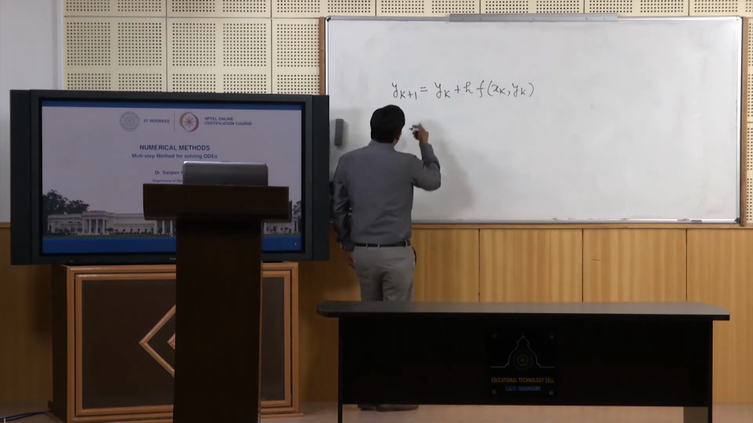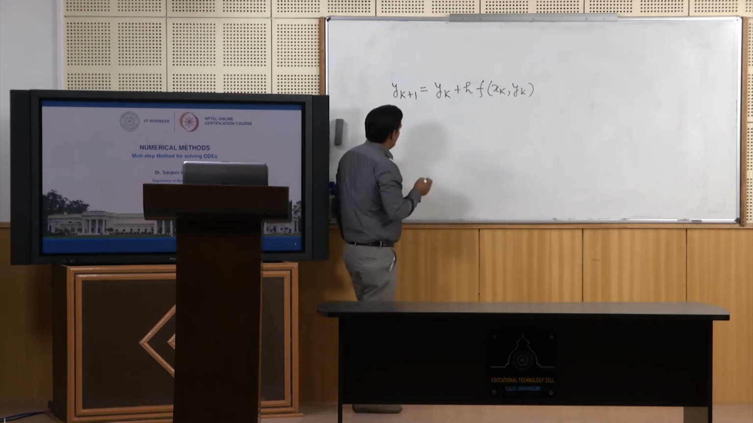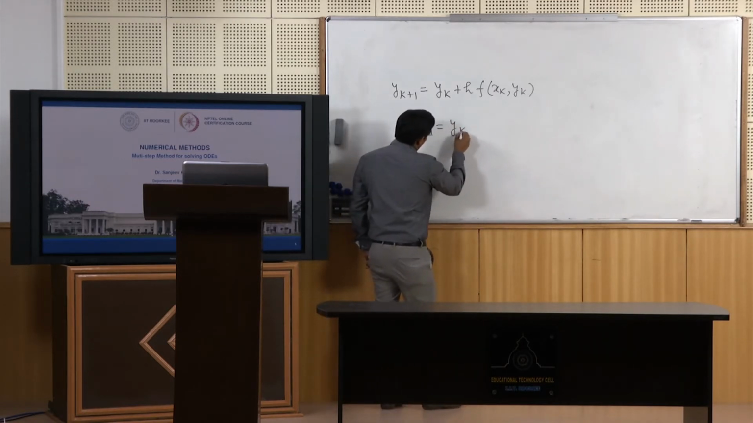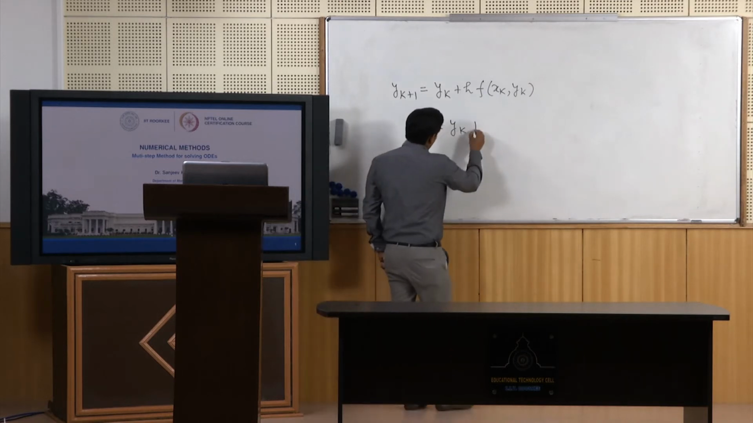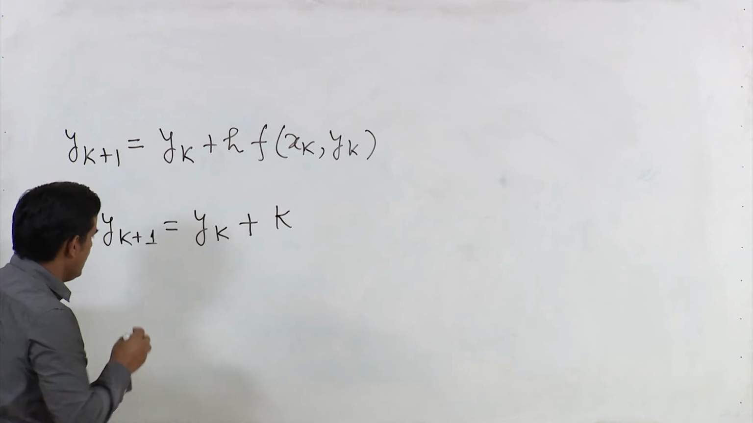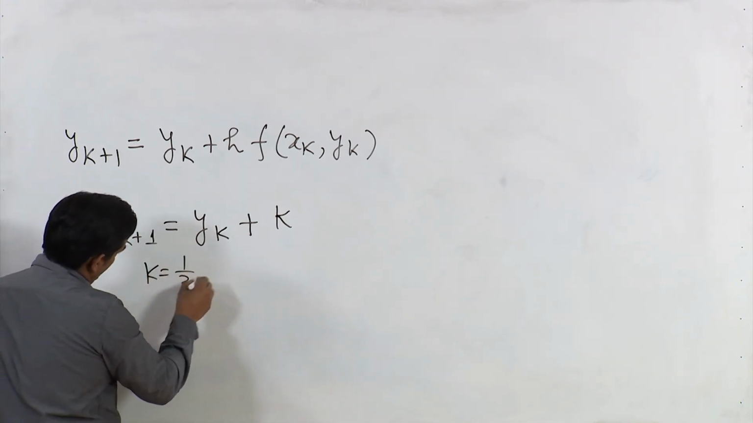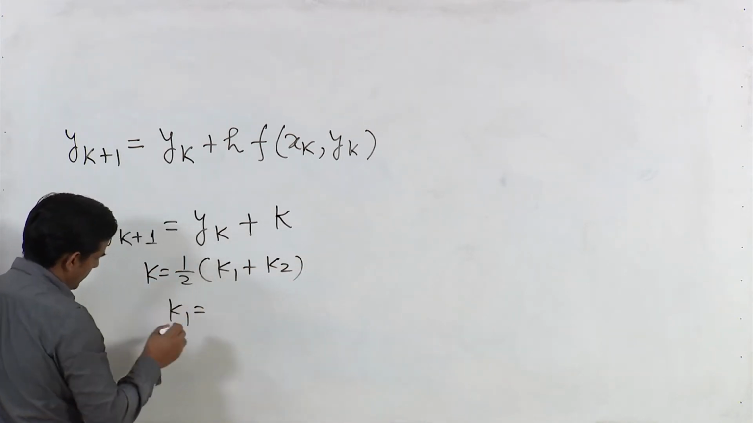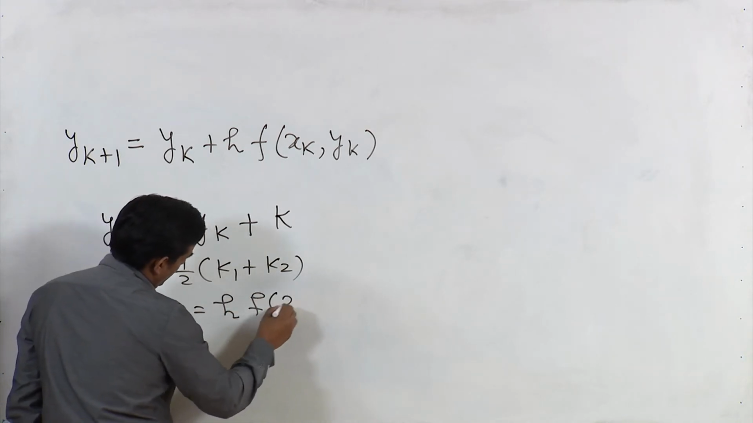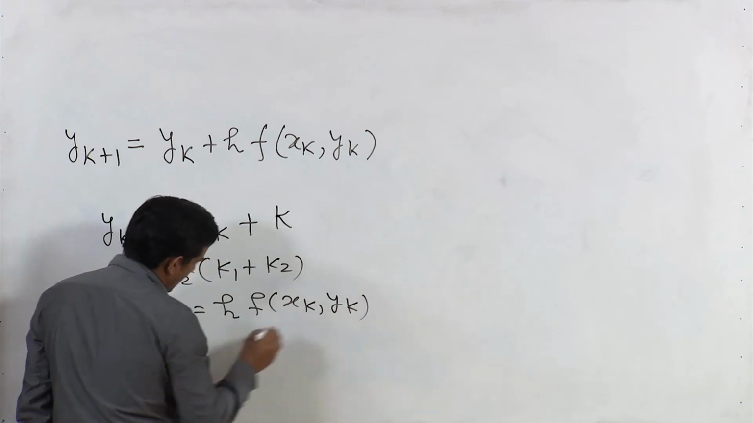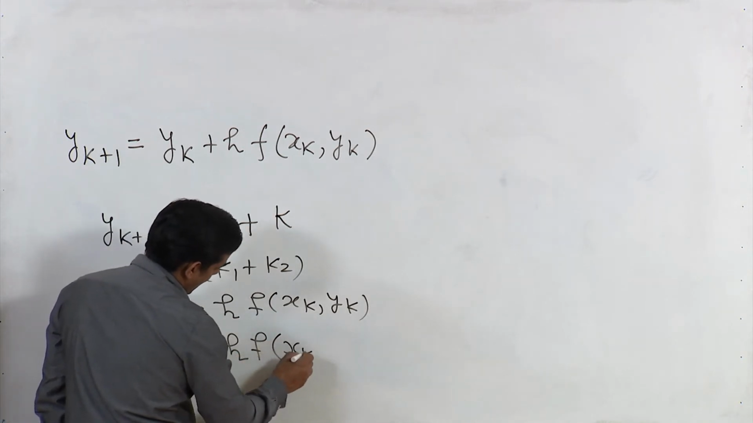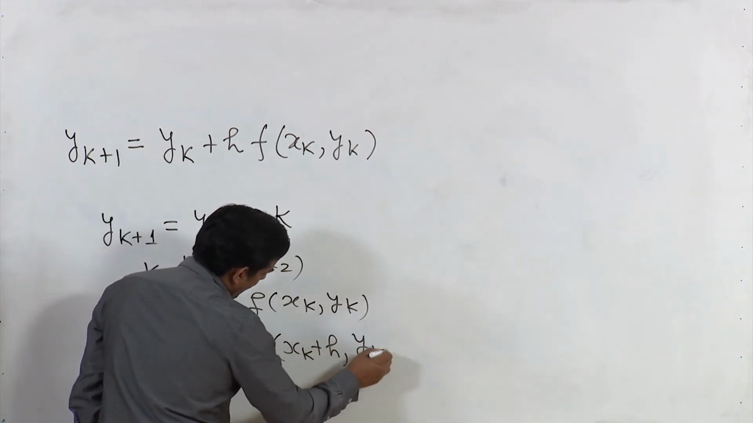In the same way, in the Runge-Kutta method, we have calculated the value of y at x equals xk plus 1 as y at xk plus k, where k is coming from the average of k1 and k2, and k1 is given as h times f of xk, yk, and k2 is given as h times f of xk plus h, yk plus k1.